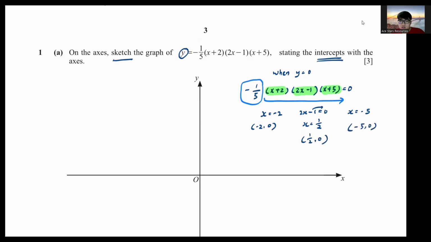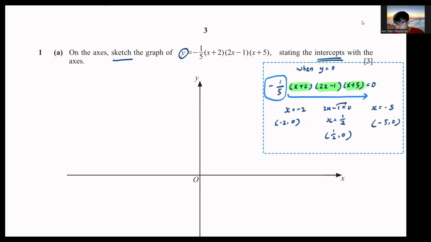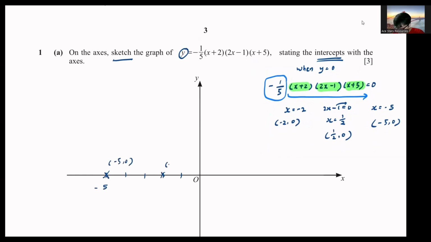Okay, so these are the coordinates that you have to take note of: negative 5, 0. So plot this point. You have to indicate clearly in your diagram, because the question explicitly states the intercepts, so you have to state the coordinates. This is negative 5, 0, negative 2, 0, and then 1 over 2, 0. Okay, half.